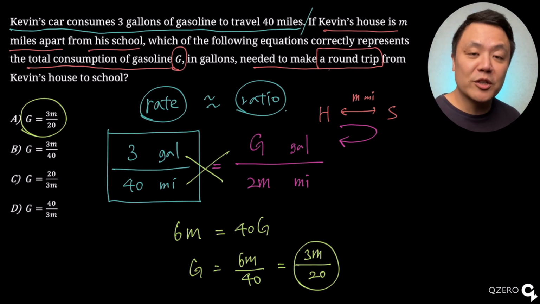Remember, whenever you have some kind of relationship between two different quantities measured in two different units, it's the rate question. And easiest way to solve these rate question is set up ratios and set them equal.